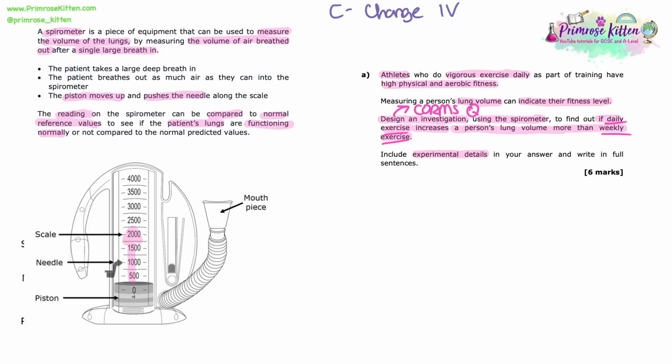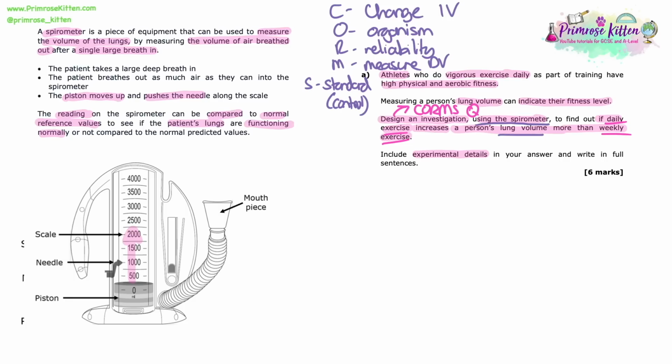So CORMS, the C stands for change, which is the independent variable, so what you're going to change in the experiment. The O stands for organism, so what biological organism are you going to be using. R stands for reliability. M stands for measure, or the dependent variable, what will you measure in the experiment. And then S stands for standardization, which is basically the control variable, so what we're going to keep the same.